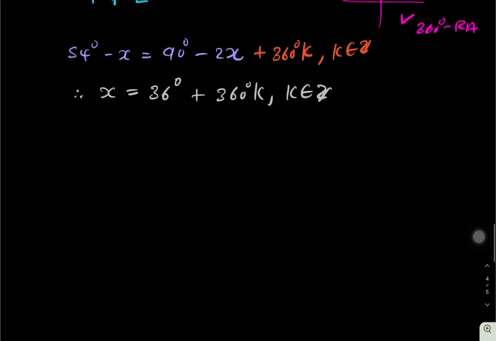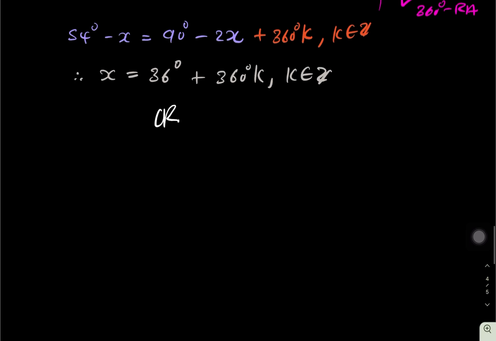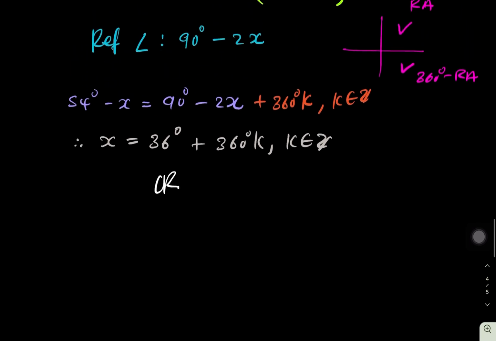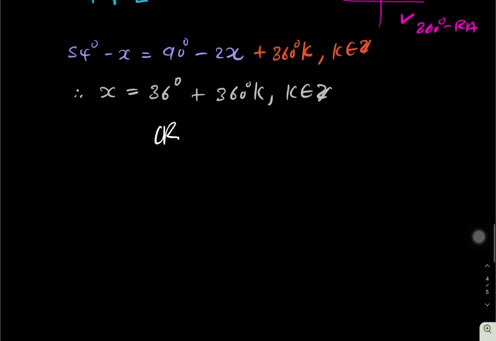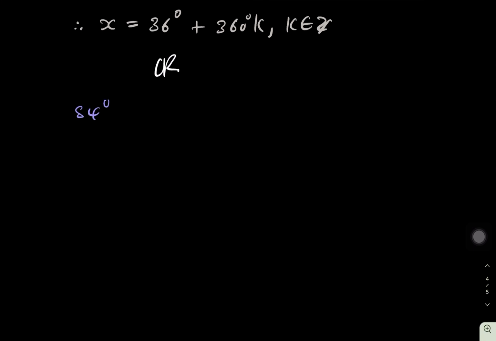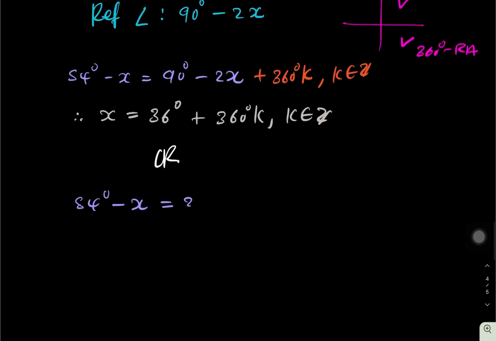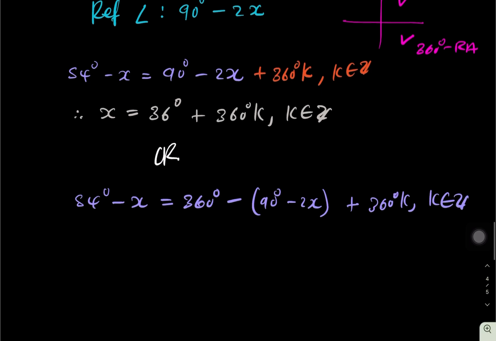You also need to write the other one, which is in the fourth quadrant. I'm going to have 54 degrees minus x equals 360 degrees minus the reference angle, which is 90 degrees minus 2x. Don't forget to write your 360 degrees k, where k is an element of integers.